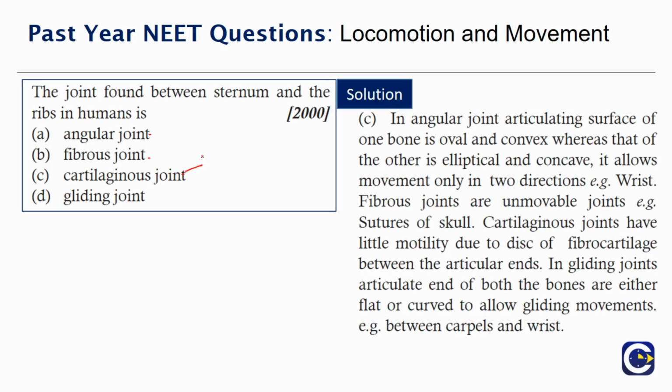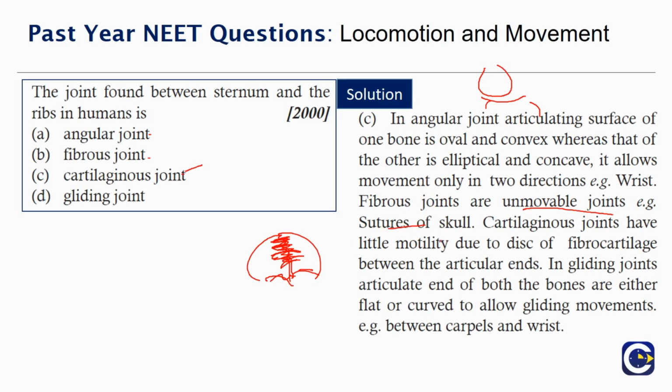There is no need for much of movement. In angular joint, articulating surface of one bone is oval and convex, and the other is concave. Allows movement only in two directions. Example is wrist. Fibrous joints are unmovable. Example is suture. So as we told before in our other videos, when we open up the skull, there are sutures here. There is fiber between both these bones, so there is no movement actually.